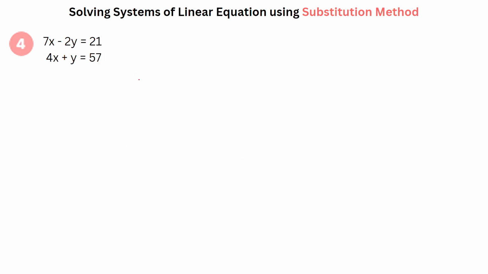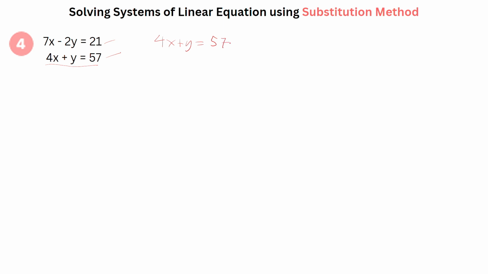Okay. Number 4. So 7x minus 2y equals 21 and then 4x plus y equals 57. Again, what we need to do here is to think of which one we will use wherein we can separate one variable. And I believe that the second one here, you see the 4x plus y equal to 57, it's easier to separate one variable here. I'll just write 4x plus y equals 57.